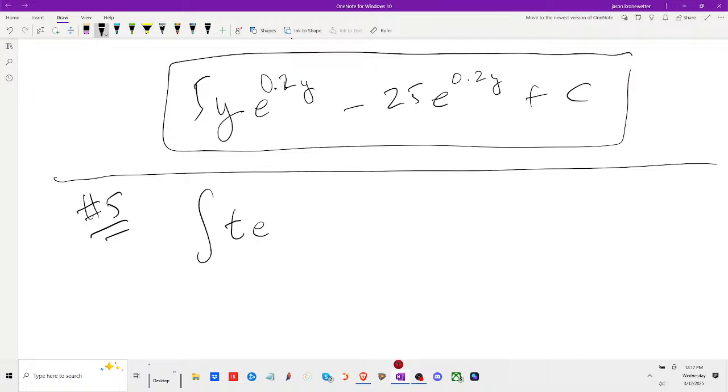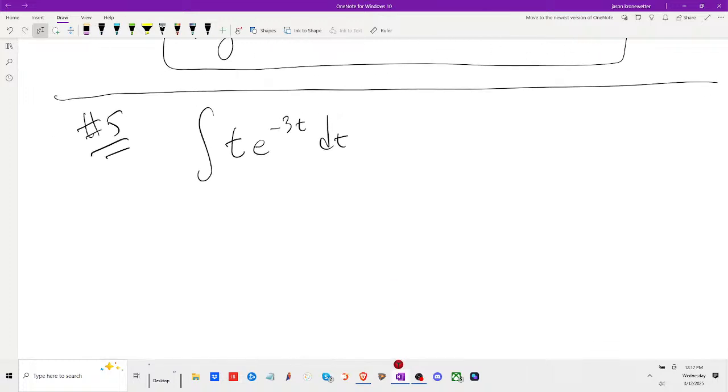t e to the negative 3t dt. So again, I'm going to pick t to be the side that I differentiate all the way to 0. And then the rest of it, I have to account for everything in the integral. So the negative e to the negative 3t, I'm going to integrate to match the t. So the t derivative is 1, and then the derivative of that is 0.